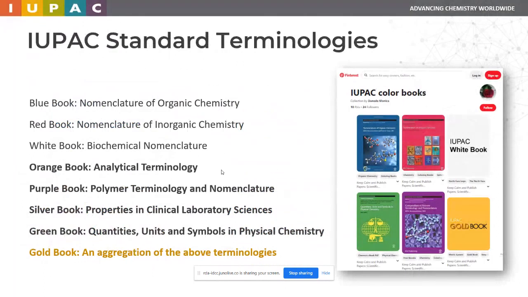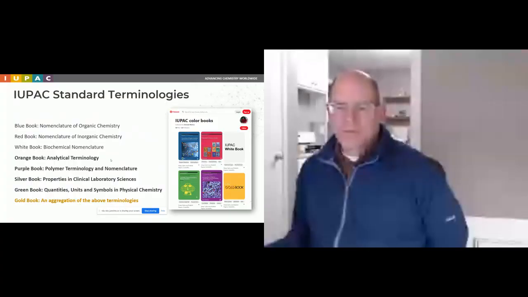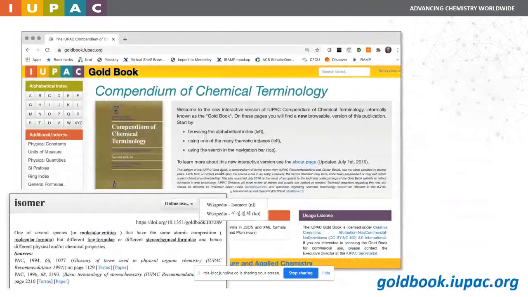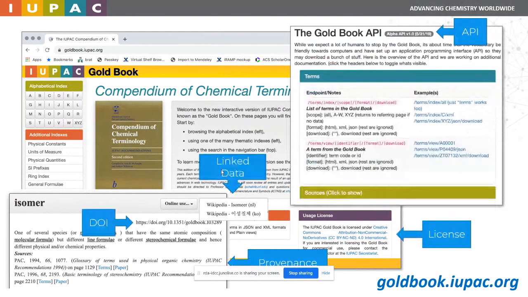Moving back to IUPAC, many chemists will know IUPAC for being the people who define the right way to name things, but they also define the terminologies that describe the science of chemistry through various colored books. And then we have the Gold Book, which is an aggregation of all the above terminologies. And this has had an online presence for quite a number of years now. But recently, Stuart Chalk, who's been on the call, deserves almost pretty much all the credit for this, has been going through a significant overhaul.